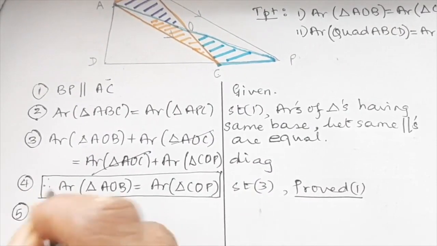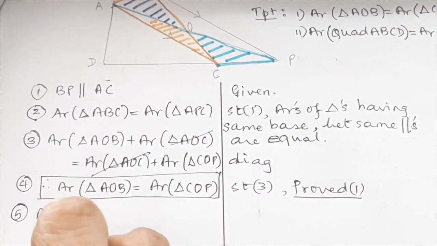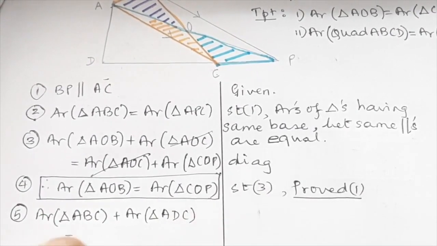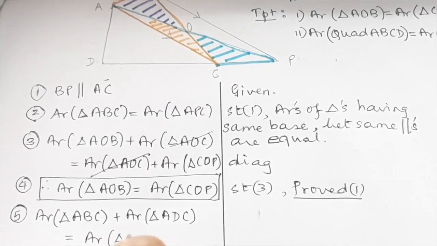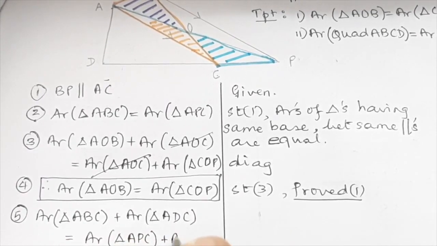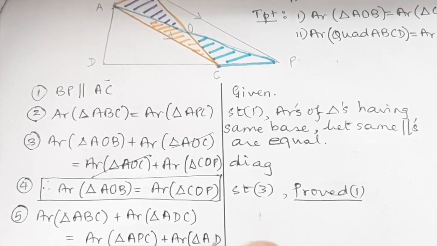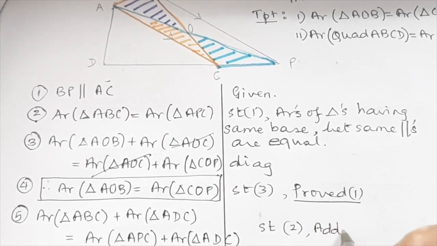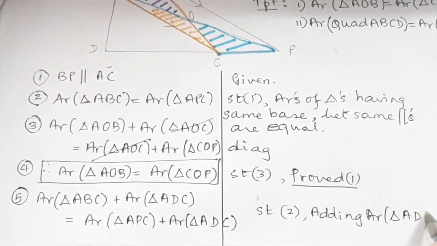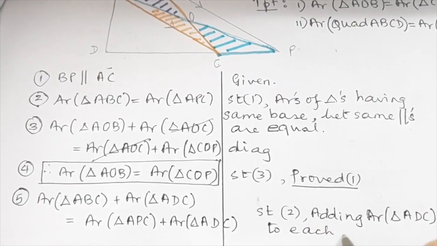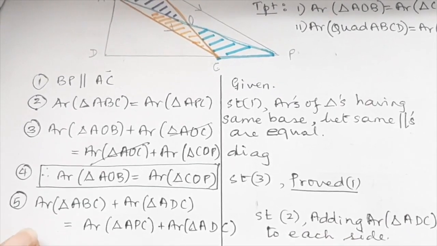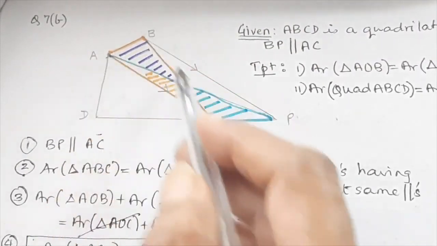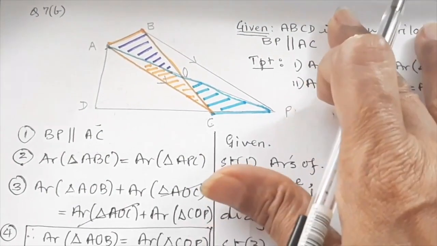Statement number 5 is area of triangle ABC plus area of triangle ADC will be equal to area of triangle APC plus area of triangle ADC, and here it will be from statement 2, adding area of triangle ADC to each side. Now let's look at the diagram. We have written ABC plus ADC. ABC plus ADC is quadrilateral ABCD. So we will write just that.